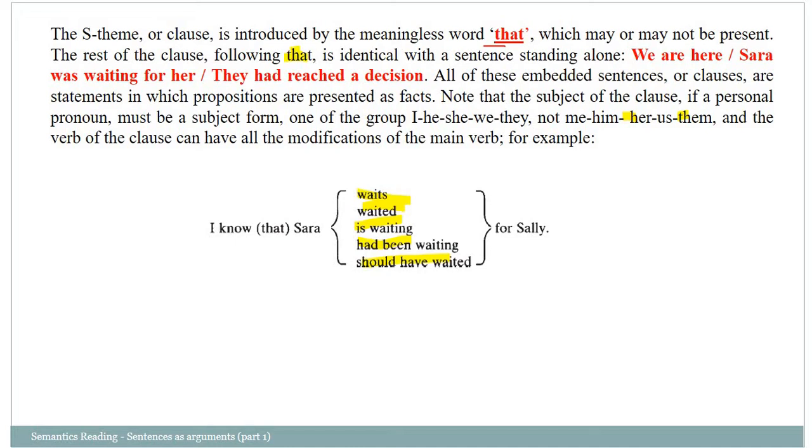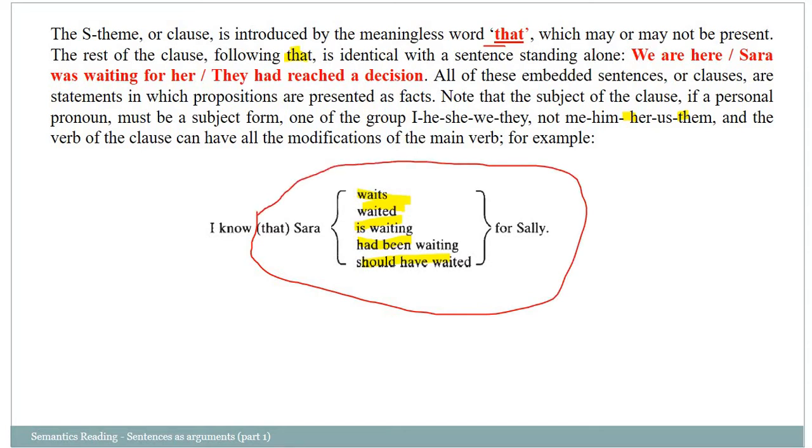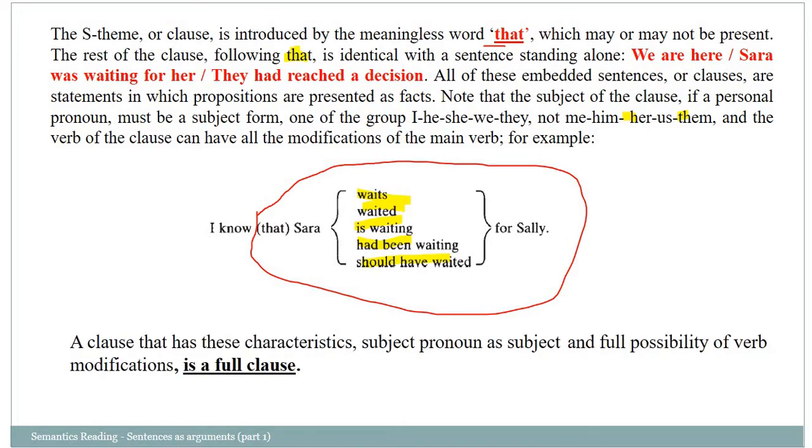So it means that here the embedded clause might also have a tense as well. So a clause that has these characteristics, I mean, if a clause has a subject pronoun as a subject, and if a clause has time indicators, like the verbs might be modified according to the times, then these kinds of clauses are called full sentence clauses, full statement clauses, or full clauses for short. So these are the properties of a full clause.